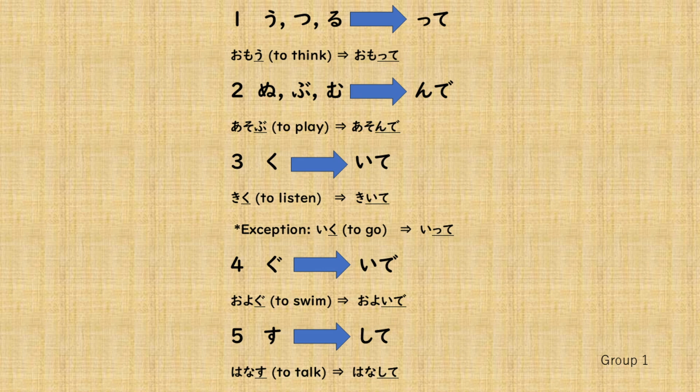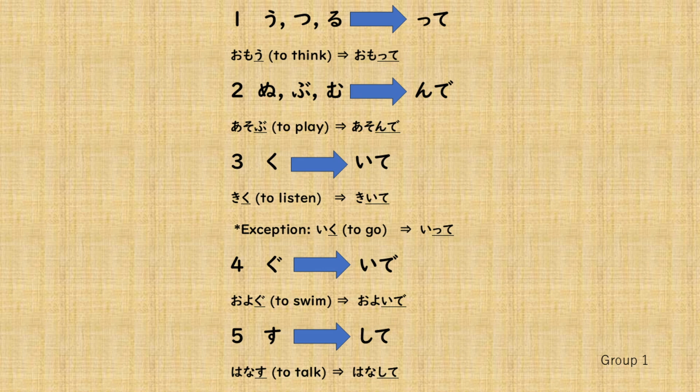2. Nu, bu, mu change to nde. For example, asobu changes to asonde. 3. Ku changes to ite. For example, kiku changes to kite. Exception, iku changes to ite.